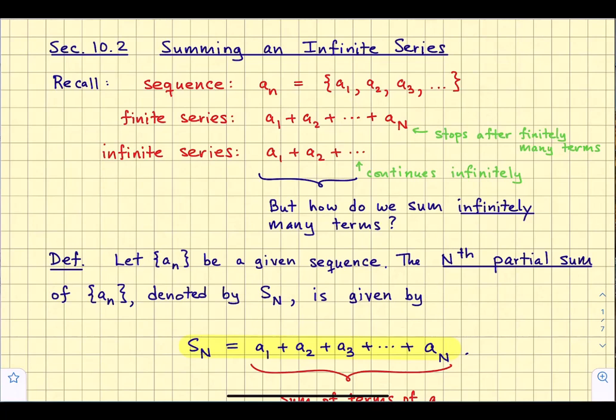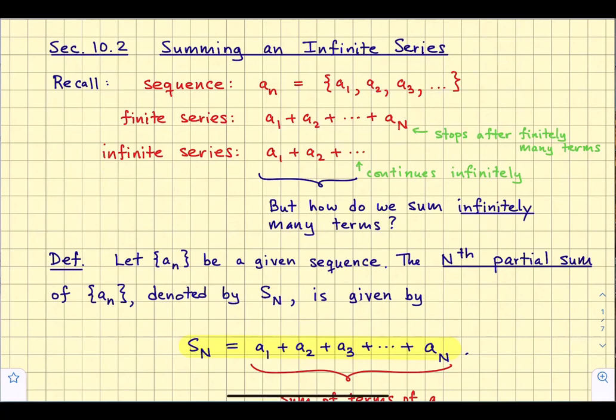Section 10.2, Summing an Infinite Series. The vocabulary here is very important, so let's recall the difference between a sequence, a finite series, and an infinite series. We're really recalling the definition of a sequence here, and we're defining what we mean by a finite and an infinite series here. So a sequence is just a sub n equals a1, a2, a3, dot, dot, dot.